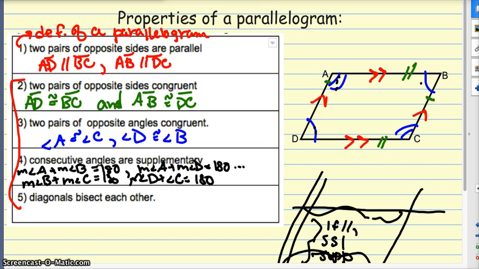And then lastly, and this is the one I think is the most challenging to understand, it says that diagonals bisect each other. What that means is that they cut each other in half.